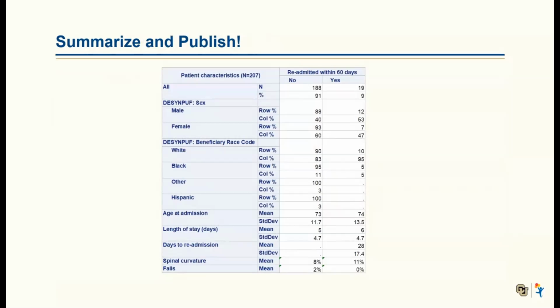Of our 207 patients, about 9% have a readmission in the following 60 days. Readmittees were more likely to be male, 12 versus 7%, a little older on average, 74 versus 73 years old, and have a slightly longer initial stay on average, and more likely to have a spinal curvature. Also, among those readmitted, the average days to readmission were 28, with a standard deviation of 17.4.